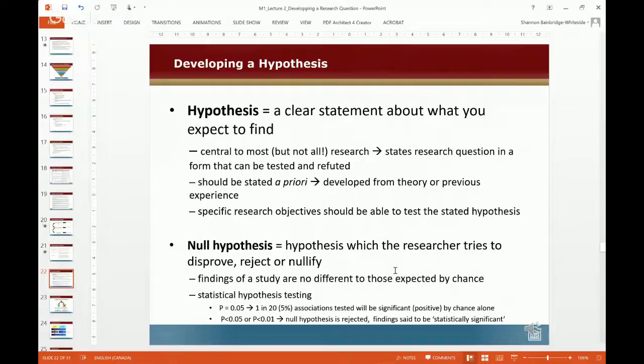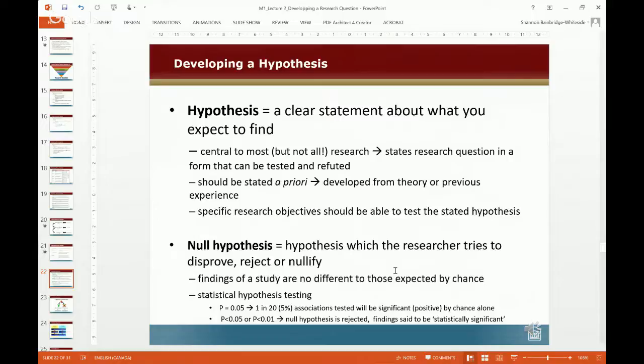So the hypothesis is a clear statement about what you expect to find in your experiment. This is really central to most, but certainly not all, research that is out there. And it's essentially stating your research question in a form that can be tested, as I said. Your hypothesis should be clearly identified before an experiment is started.